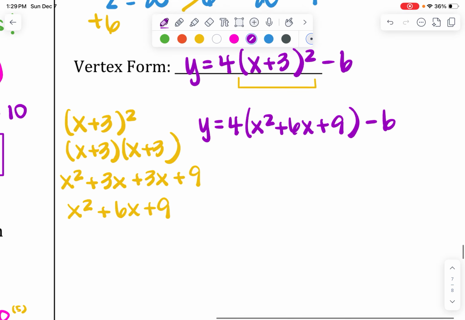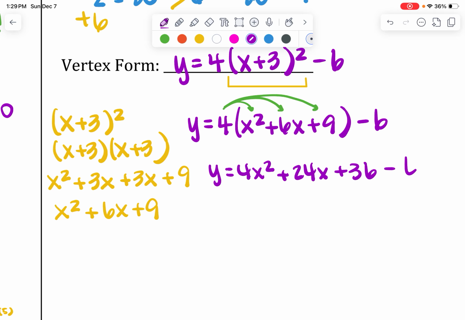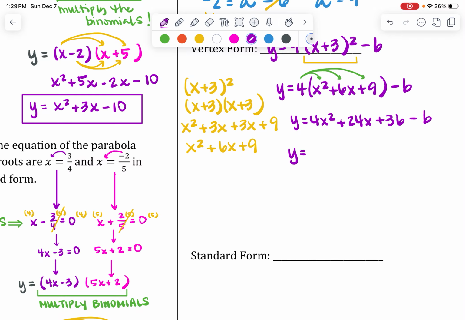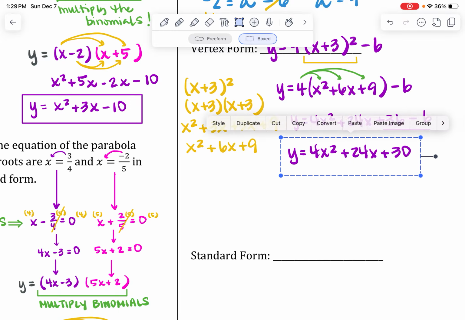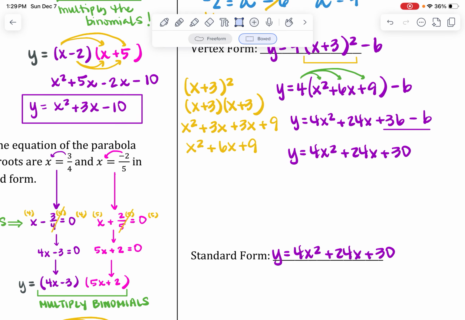And this looks much better because now I just need to distribute the 4 to everybody inside that trinomial that I just got earlier. So that's going to give me 4x squared plus 24x plus 36, and then I don't want to forget that minus 6 hanging off the end, which is going to give us 4x squared plus 24x plus 30, right, when we combine those like terms. And that, I'll just copy and paste. That should be my final answer that goes here, standard form.